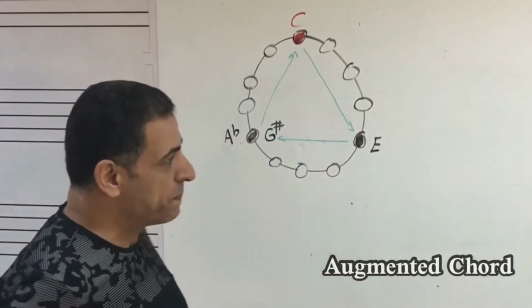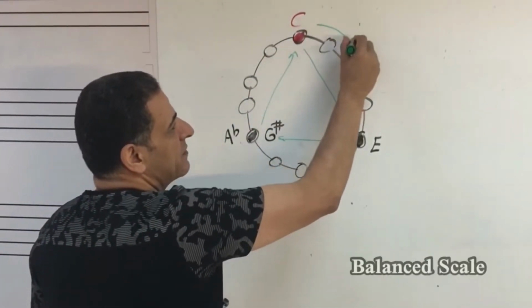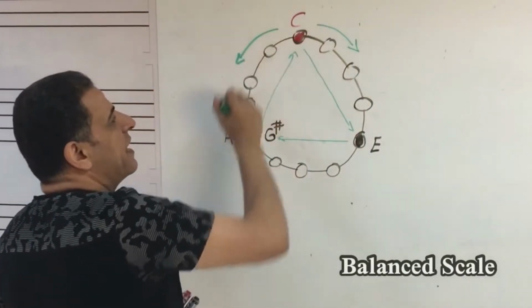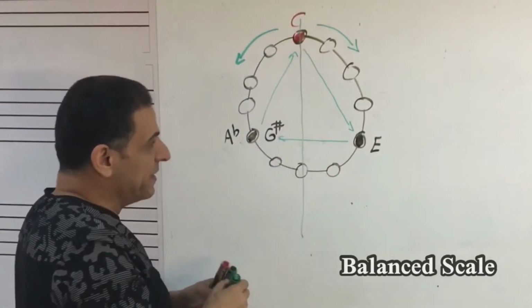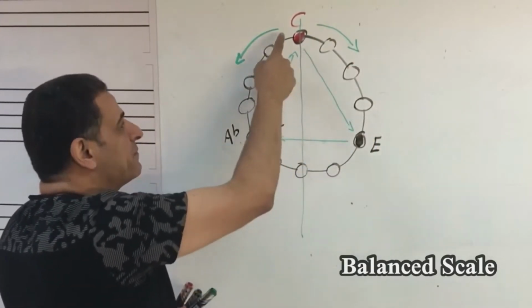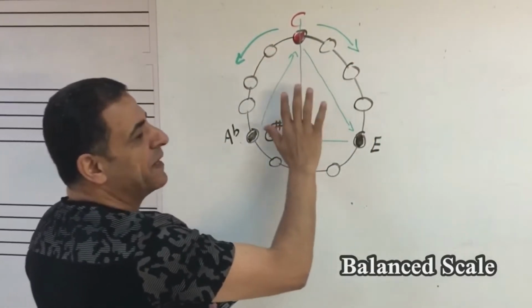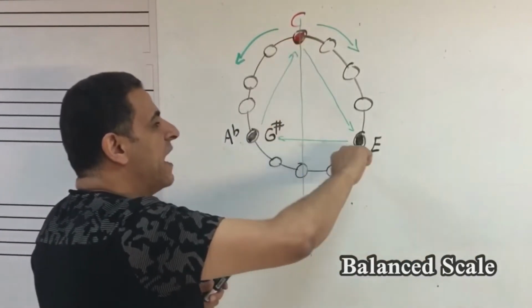augmented chord. This scale is a balanced scale, so we will notice it's the same if you play the scale or if we play the inversion of it, and we have two equal halves of this pattern. Even if we just mirrored it, it will be the same, and that makes it a balanced scale.